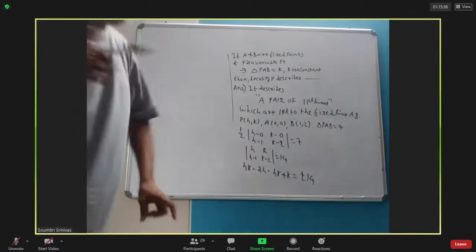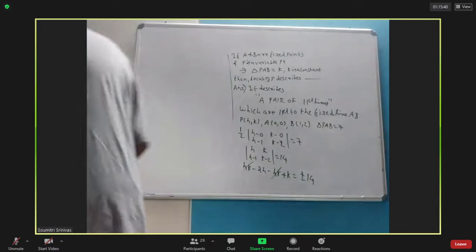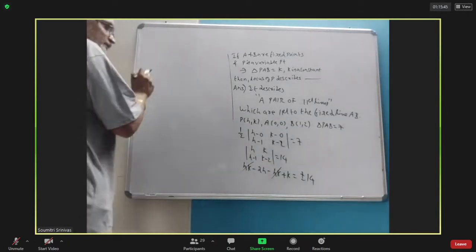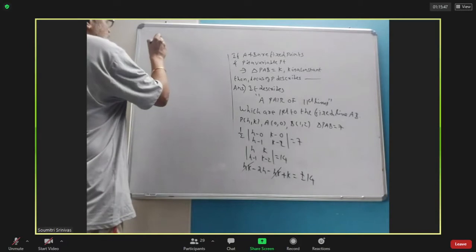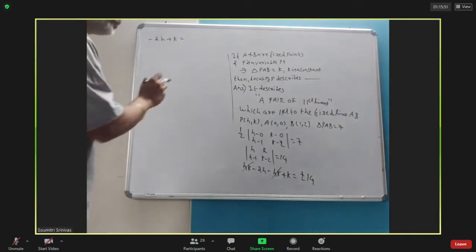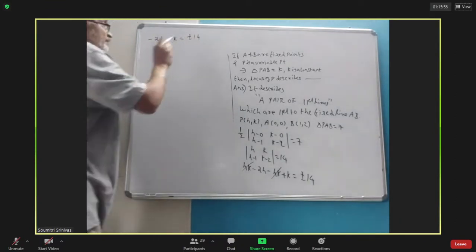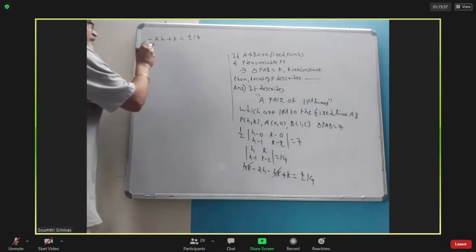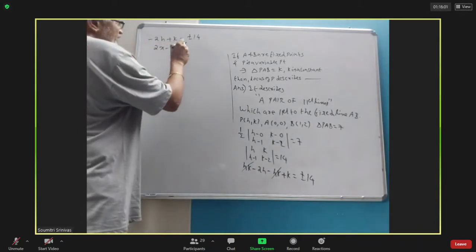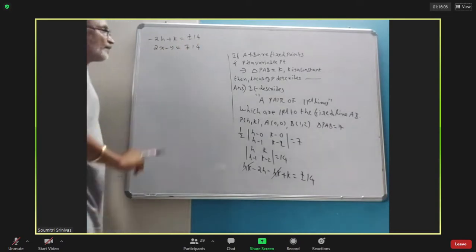hk will cancel off. What do I have? Minus 2h plus k is equal to plus or minus 14. Multiply with minus sign. What will I get? 2x minus y equals minus plus 14.